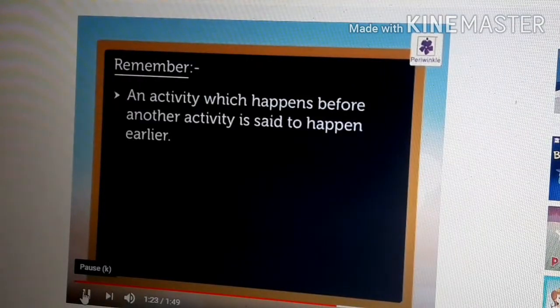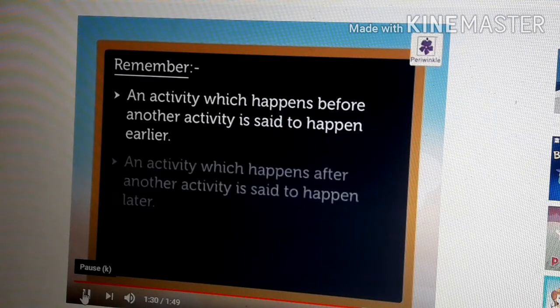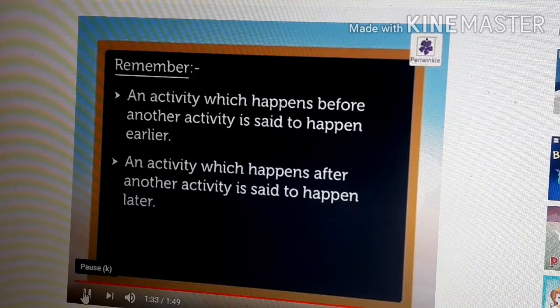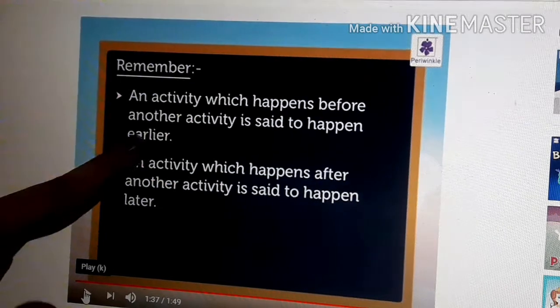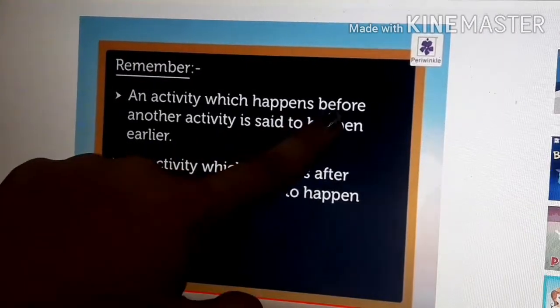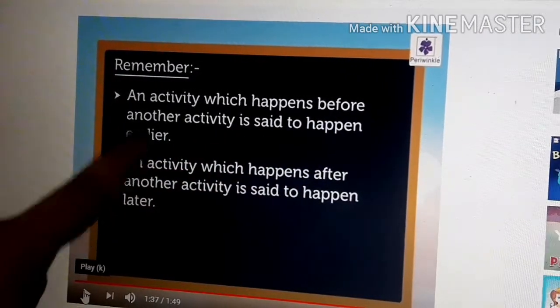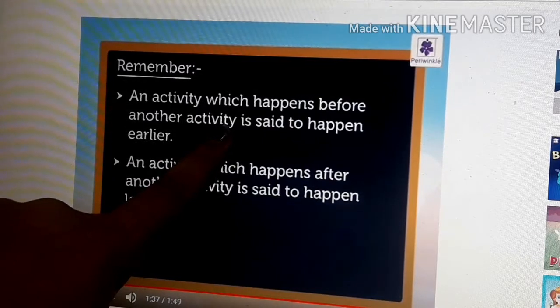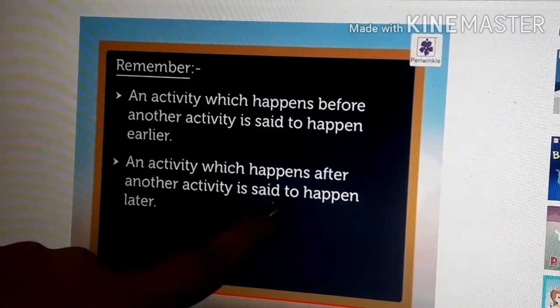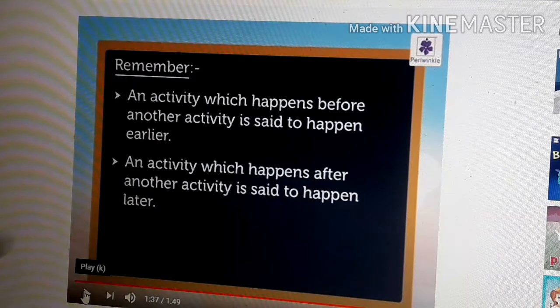Remember, an activity which happens before another activity is said to happen earlier. An activity which happens after another activity is said to happen later. So children, what is the difference between earlier and later? The activity which is done before another activity is earlier, and the activity which is done after the other activity, children, that is your later. Is it clear about these two words?